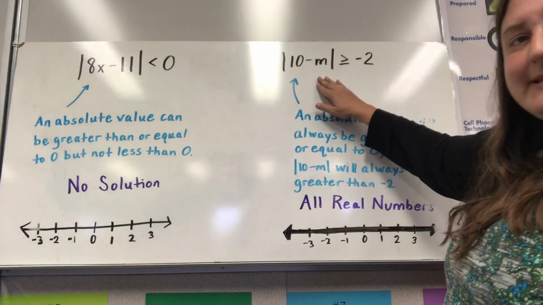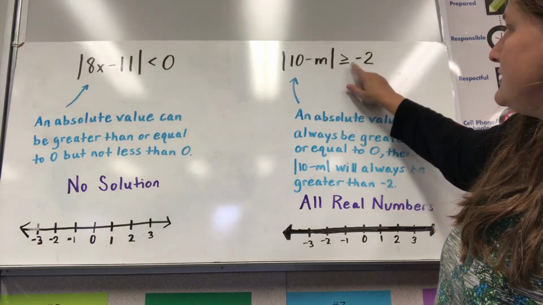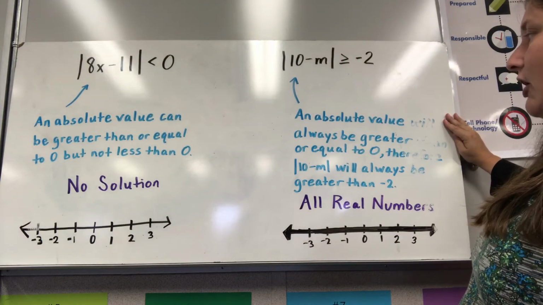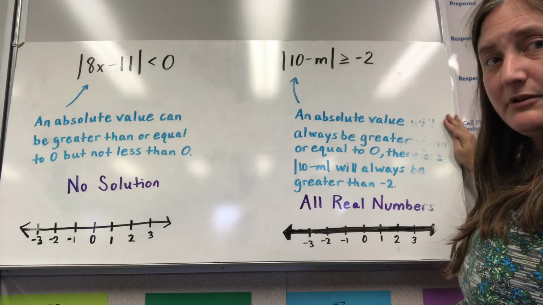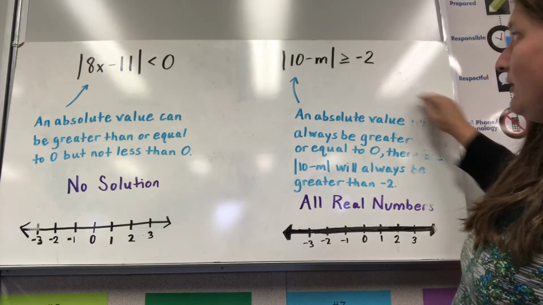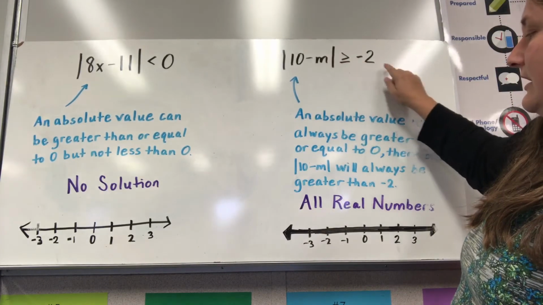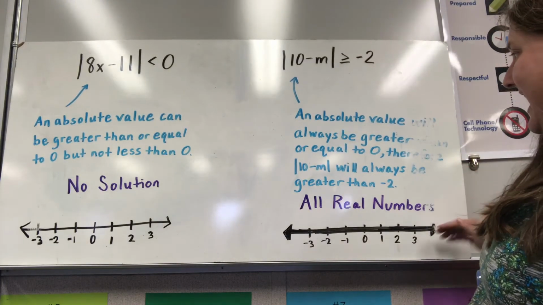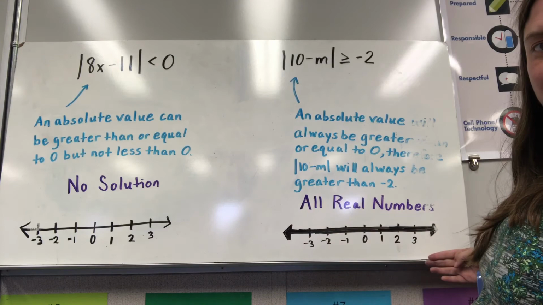On this one, I've got the absolute value of 10 minus m is greater than or equal to negative 2. Well, once again, an absolute value is always going to be equal to 0 or greater than 0. So this is always going to be greater than negative 2. So my solution here is all real numbers. Everything here can be a solution.